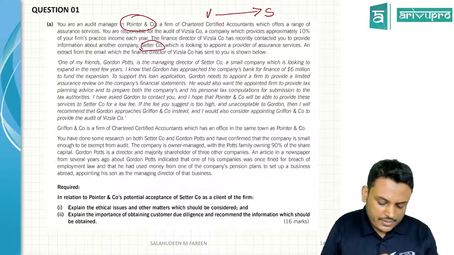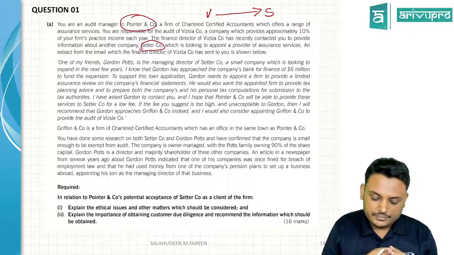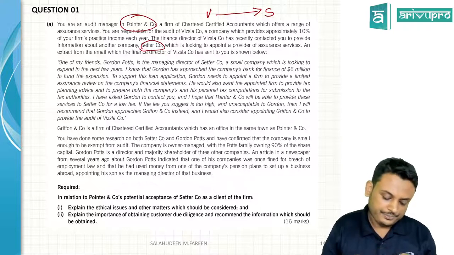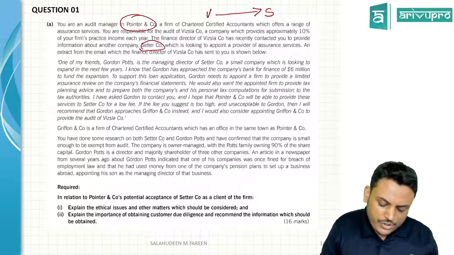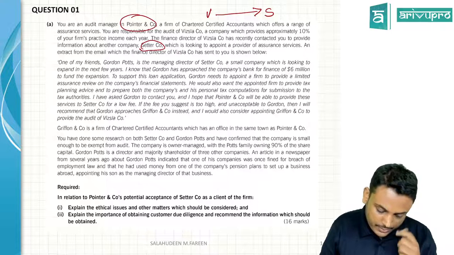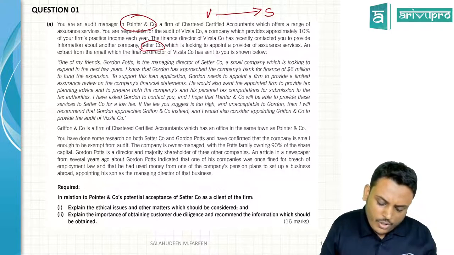One of my friends, Gordon Potts, is the managing director of Setter, a small company which is looking to expand in the next few years. I know that Gordon has approached the company's bank for finance of $6 million to fund the expansion. To support this loan application, Gordon needs to appoint a firm to provide a limited assurance review on the company's financial statements. He would also want to appoint a firm to provide tax and tax authorities.